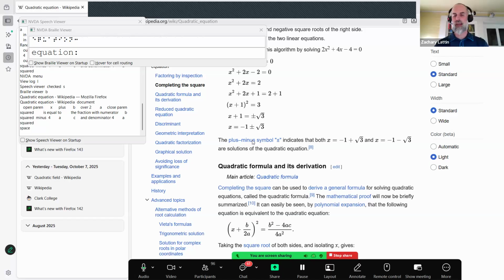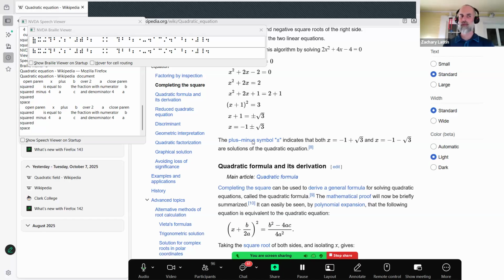And that looks like open paren, x, plus, b, over 2a, close. Hopefully you can see, you can read the Braille on the screen, and that's Nemeth Braille. So that's different than the words appearing on the screen, which is not how most people read math. So that's all I wanted to demonstrate.